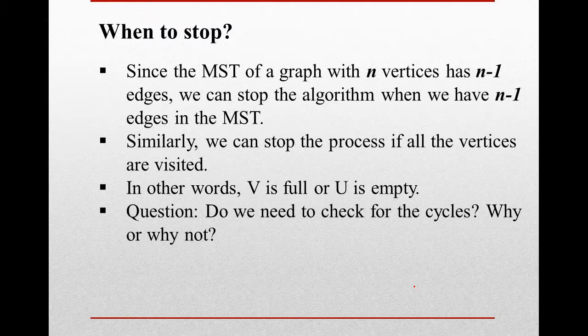But the basic question here is, do we need to check for the cycles? Because that's what we used to do in Kruskal's algorithm. We had a separate approach called find union approach. We looked at it in fact. But do we need such kind of an approach here? Definitely not. Why don't we need that? The reason is pretty simple, pretty intuitive, pretty obvious as well.